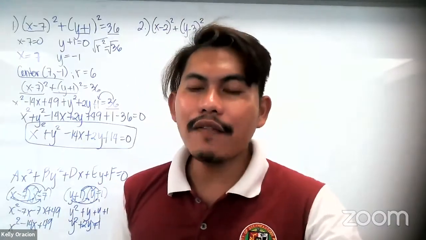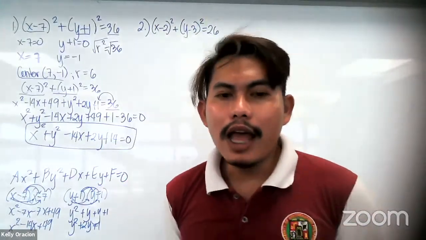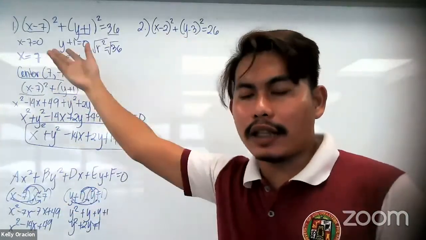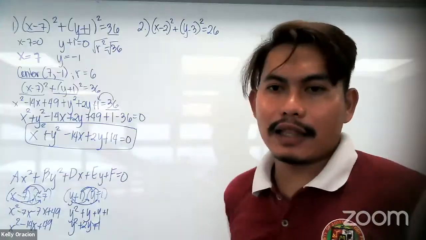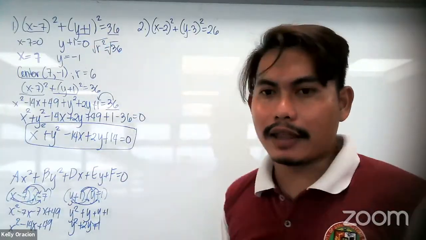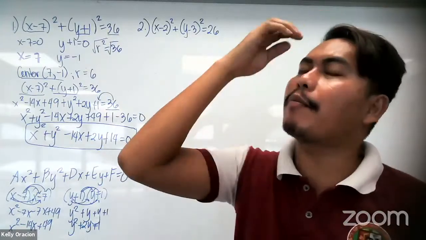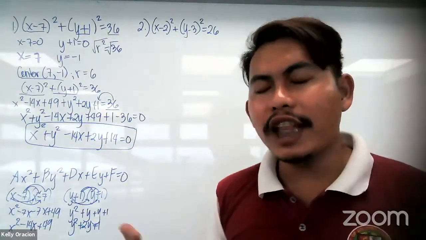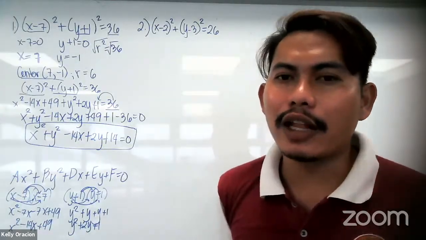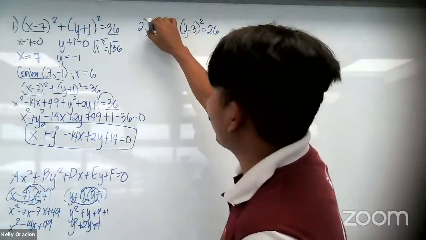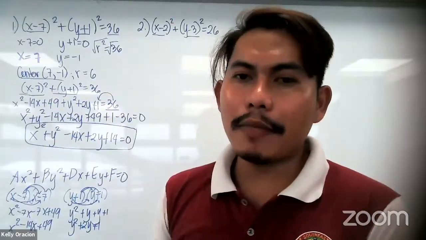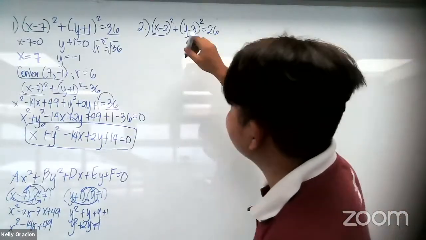Okay, let's have our second example. The process is the same as what we did here. So let's have example number 2. But before that, we need to get the center and radius first. So we need to equate this and this into 0.